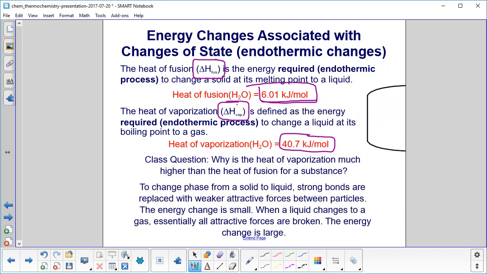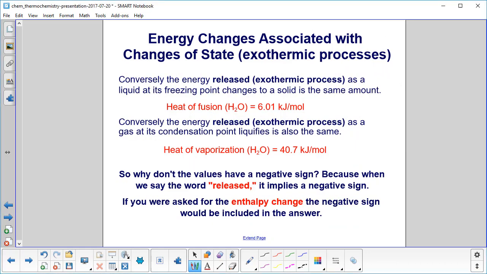Now, to change phase from a solid to a liquid, strong bonds are replaced with weaker attractive forces between the particles. The energy change isn't that big. When a liquid changes to a gas, all attractive forces are broken. The energy change is very large, so the heat of vaporization here is going to be much larger than the heat of fusion.